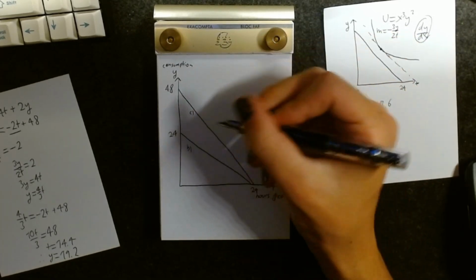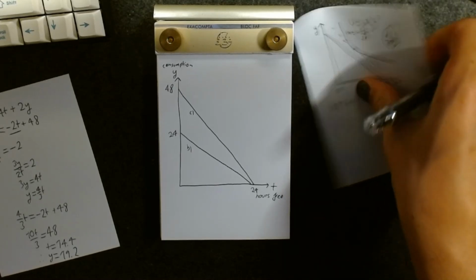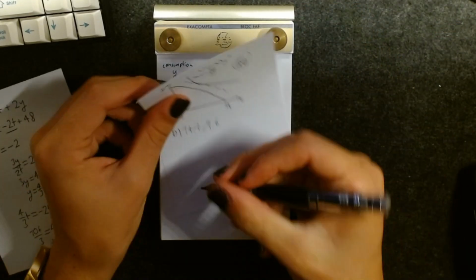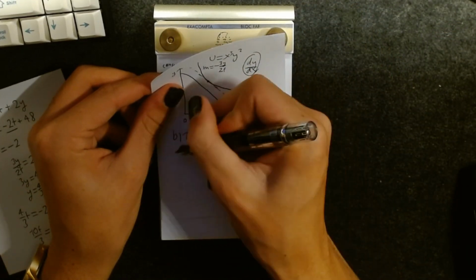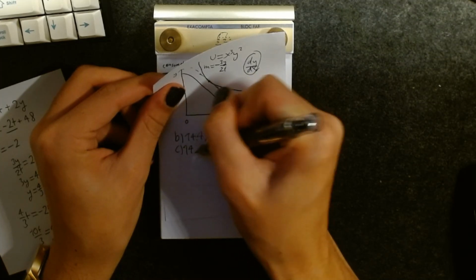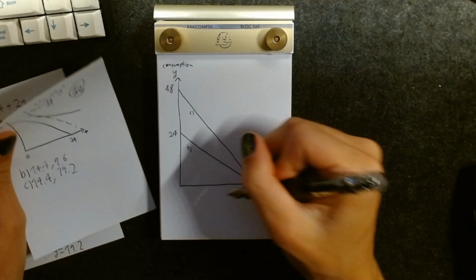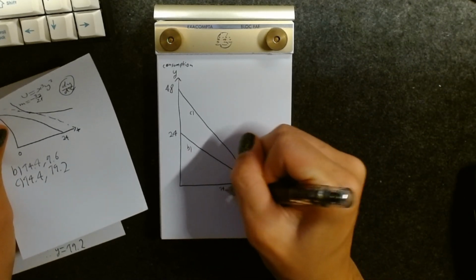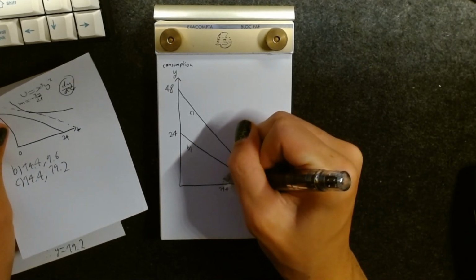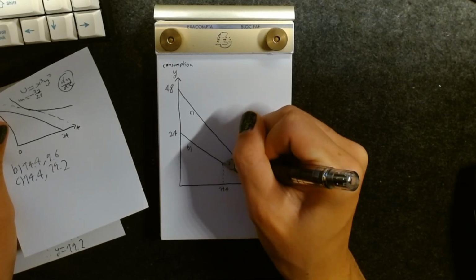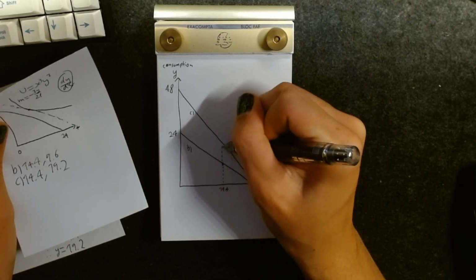Now we've got two solutions here. We've got B here. Let me just write down C to make it easier for you to see: 14.4 and 19.2. So we know that this is the optimal bundle here. I'm going to say 14.4 is around here, and then we're just going to draw a dotted line up. These are going to be the optimal bundles for each of these.